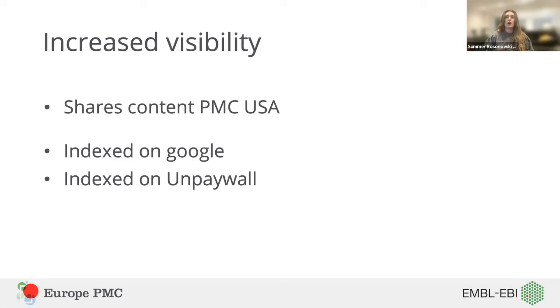And Unpaywall is the open source tool that makes research more open, accessible and reusable. It finds free versions of papers that you're trying to access from legal sources. So if the publisher doesn't have a free copy, but Europe PMC does, Unpaywall can link to that. And then that will link users to the article in Europe PMC so it can be accessed, further increasing the visibility of your research.